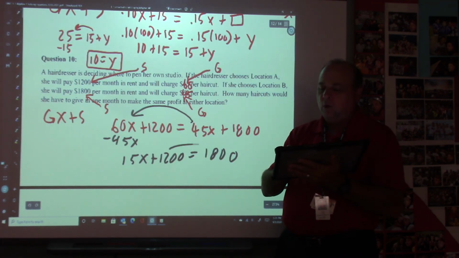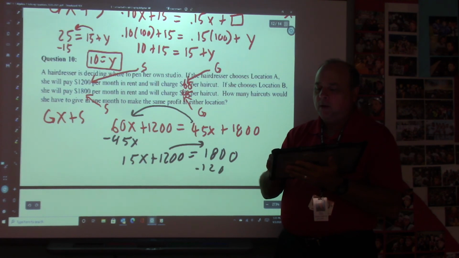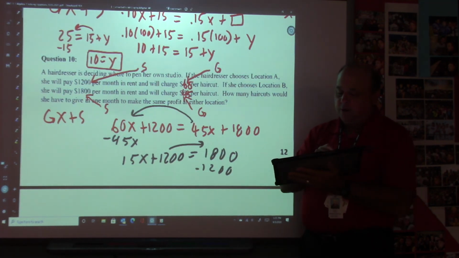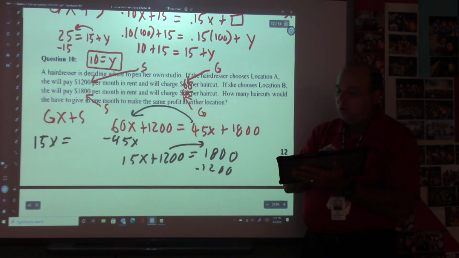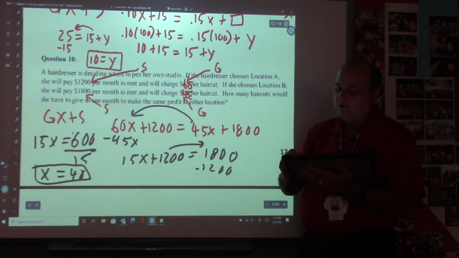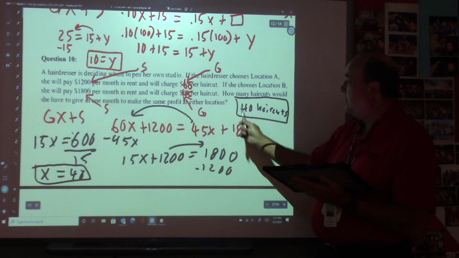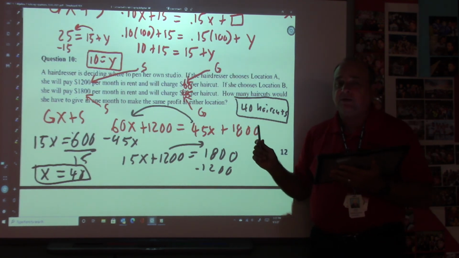And then I'll move the 1,200 over. Now on your calculator, you're going to punch 1,800, subtract 1,200, you'll get 15x equals 600. And on your calculator, you're just going to hit divide by 15, and you would get 40. So after 40 haircuts, it's equal. So how many haircuts would it take to make the same? 40 haircuts would be the same.